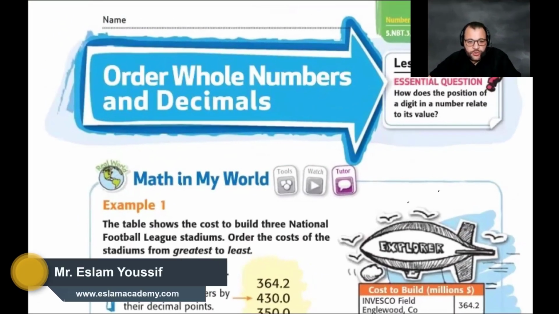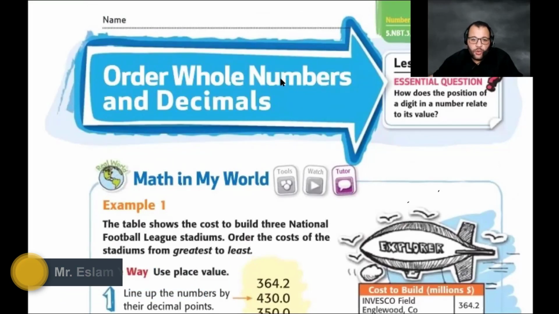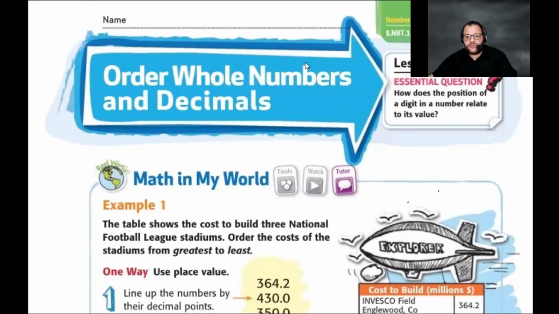Today, inshallah, we are talking about ordering whole numbers and decimals, how we can order the whole numbers and the decimals. Remember when we compare two decimal numbers, just please listen to me. When I finish explaining, then we will use the book.